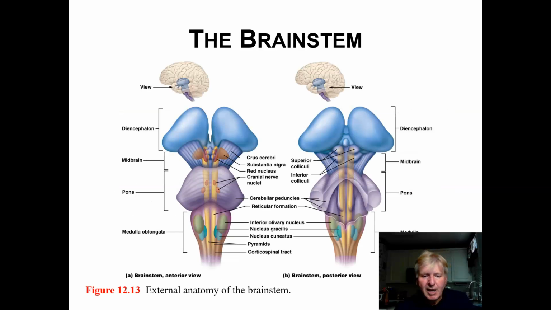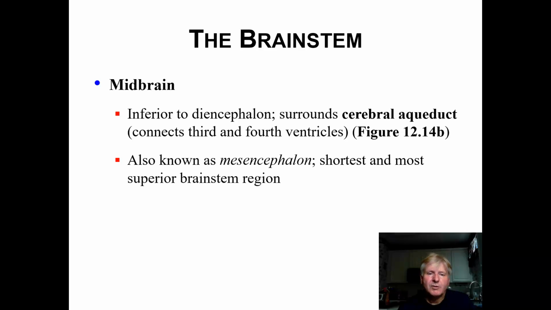So here's the external anatomy of the brainstem, showing the anterior view on the left and the posterior view on the right. You can see the diencephalon on the superior end and the medulla oblongata on the inferior end. So the midbrain, which is inferior to the diencephalon, surrounds the cerebral aqueduct, which, of course, connects your third and fourth ventricles. Also referred to as the mesencephalon, it's the shortest and most superior portion of the brainstem region.